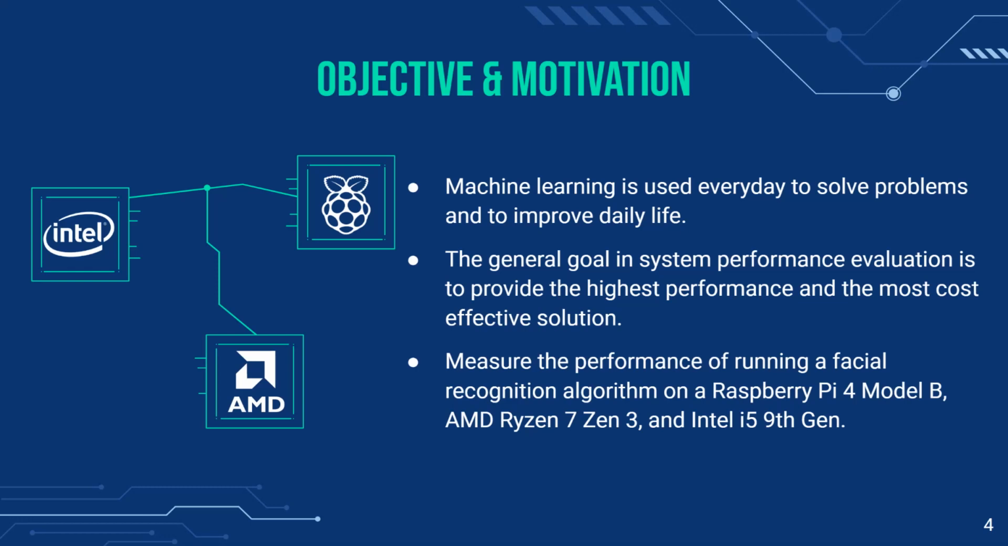For our project, we wanted to use a machine learning algorithm called facial recognition, and we wanted to compare the performance of three different processors, which would be the Raspberry Pi, the AMD, and the Intel. This is to see which of these could give us the highest performance and also which gives us the most cost-effective solution.